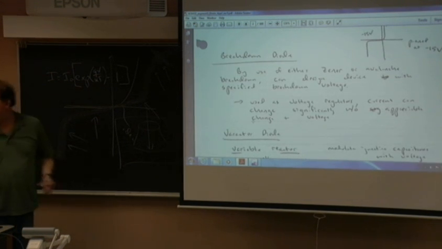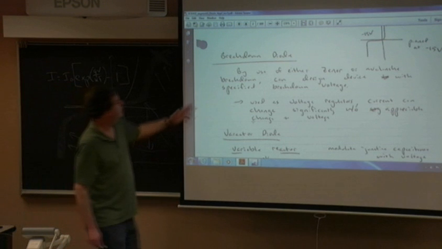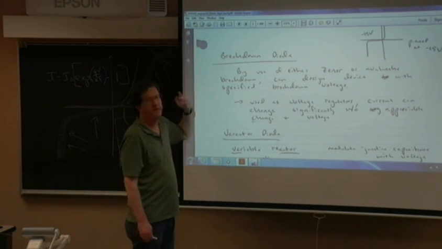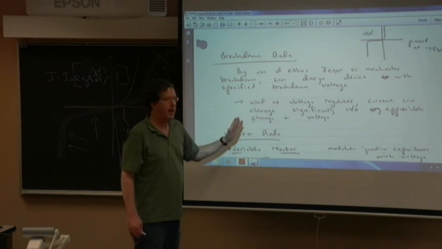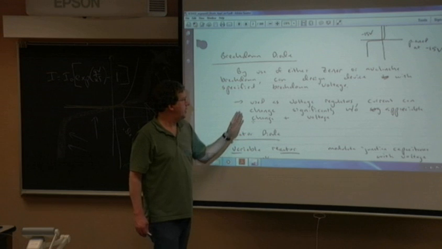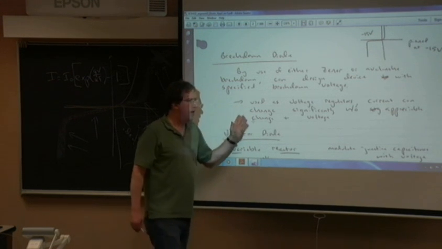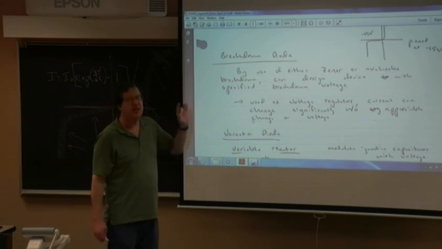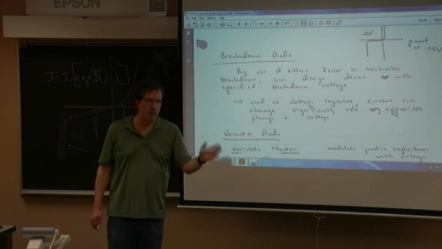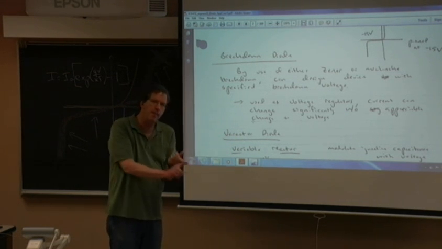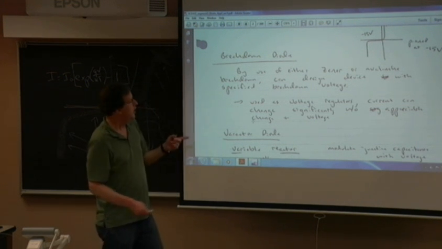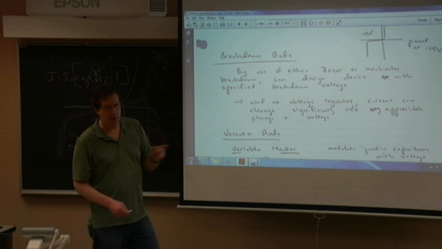Now, if you want to make a breakdown diode, by either a zener or avalanche, you can design the device with a specified breakdown voltage. And I think we saw that one curve. By judicious selection of the doping and so forth, if I know my band gap and I know my doping, I can pretty much on that one curve pick off what the breakdown voltage is.